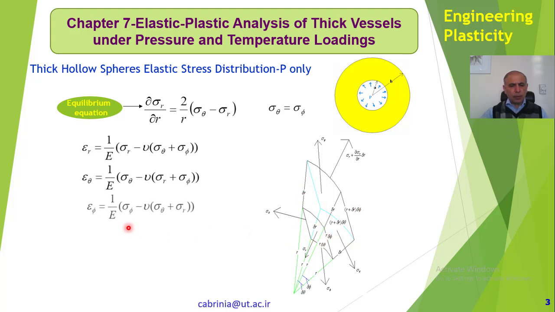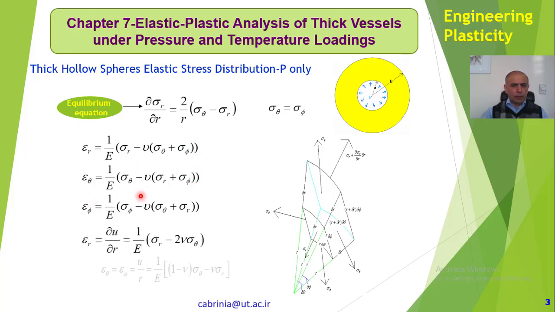Now also from previous chapters we have these epsilons, epsilon r, epsilon theta, epsilon phi. Obviously these two are equal due to axial symmetry, but for the elastic case we have this relationship. Epsilon r is equal to 1 over E times sigma r minus mu times sigma theta plus sigma phi, and similarly for the others.